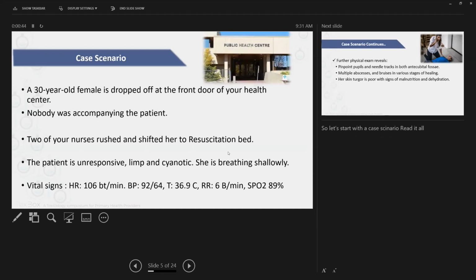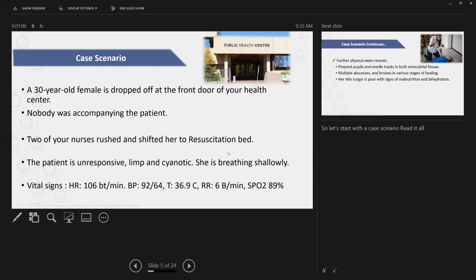So we'll start with this case scenario. A 30-year-old female dropped off at the front of your health center. Nobody was accompanying the patient. Two of your nurses rushed and shifted the patient to the resuscitation room. The patient is unresponsive, limp, cyanotic.